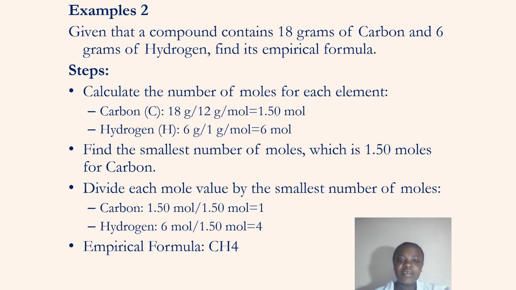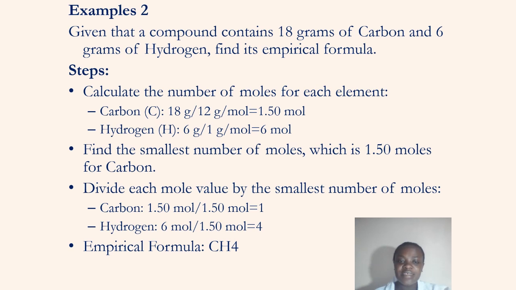So we have now to calculate the number of moles. To calculate the number of moles, we take the mass and divide it by the molar mass. The mass of carbon was 18, its molar mass is 12. So 18 divided by 12, that is 1.5 moles. Again, the hydrogen present in that compound has a mass of 6 grams, and its molar mass is 1 gram per mole. So we divide 6 by 1, which gives us 6 moles.